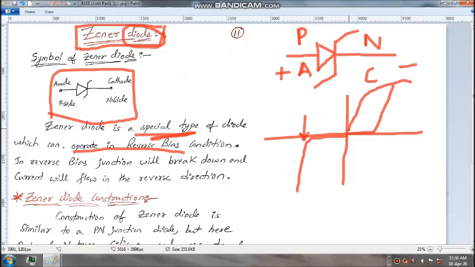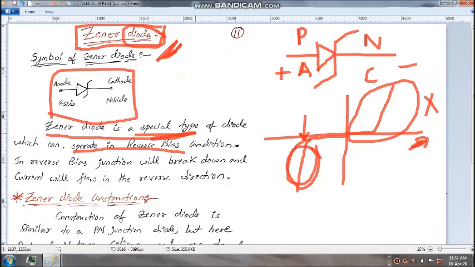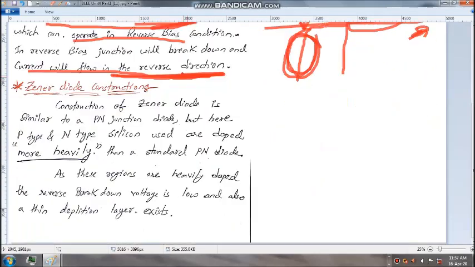Normally a PN junction diode will be operating in this forward bias condition. But a Zener diode generally is not meant to operate in this particular region. It is meant to operate in the reverse bias condition, in this breakdown region. So in conclusion, we can say that a Zener diode is a special type of diode which operates in the breakdown region and allows the current to flow in the reverse direction. This is the basic definition of a Zener diode.